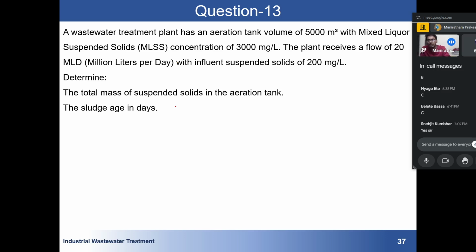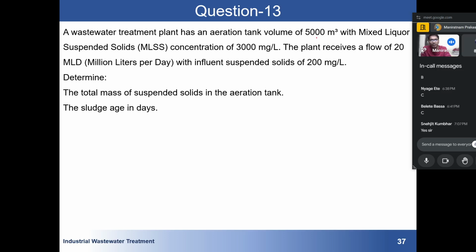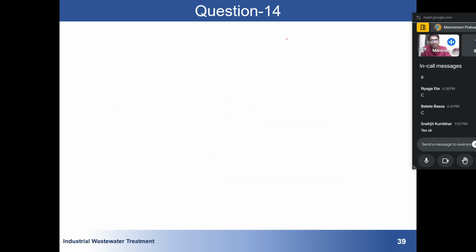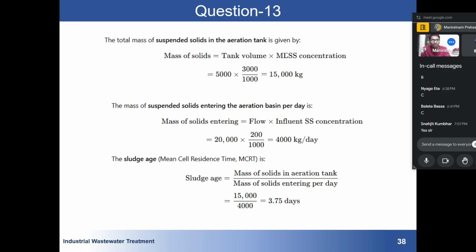The total mass of the suspended solids in the aeration tank and the sludge. The total mass in the cells is given by the tank volume into MLSS concentration. Tank volume is already given, that is 5,000 meter cube, into MLSS concentration. You can see that MLSS concentration is in milligram per liter, so we have to convert into meter cube and all this. Here you can see that 3,000 has been divided by 1,000.